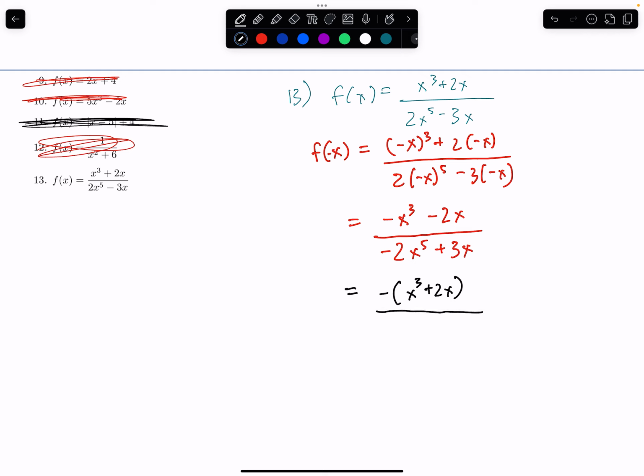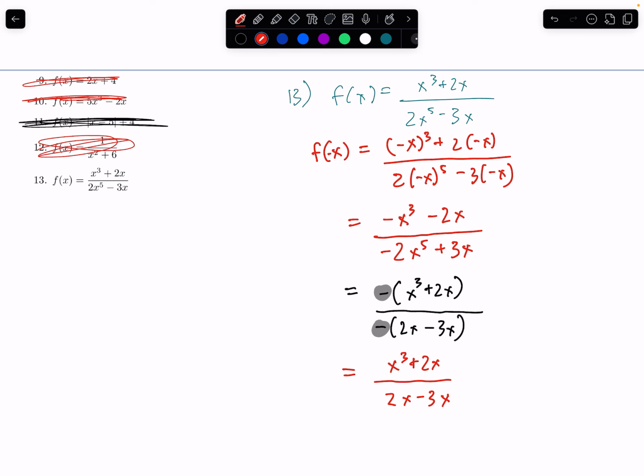What about the bottom? Same kind of deal. I'm going to factor out again. Why am I doing that? Just to make this front thing positive. So this is going to be a negative of a 2x to the 5th minus 3x. Then it'll be easier to compare. Now you see that you have a negative on the top and a negative on the bottom, right? That means I should be able to cancel those out. That's going to give me x cubed plus 2x over 2x to the 5th minus 3x.